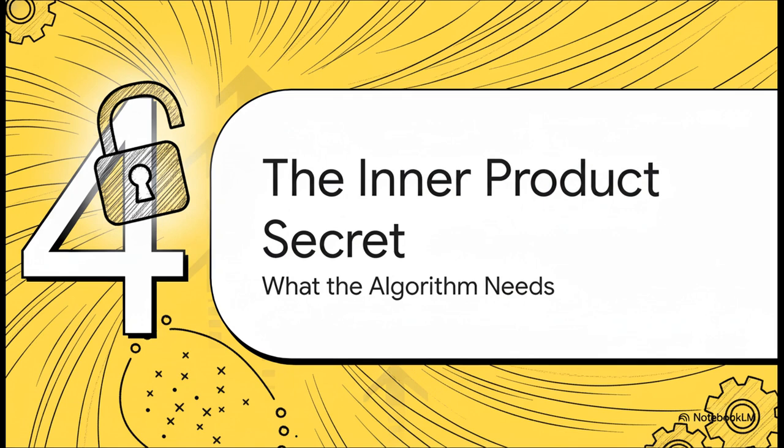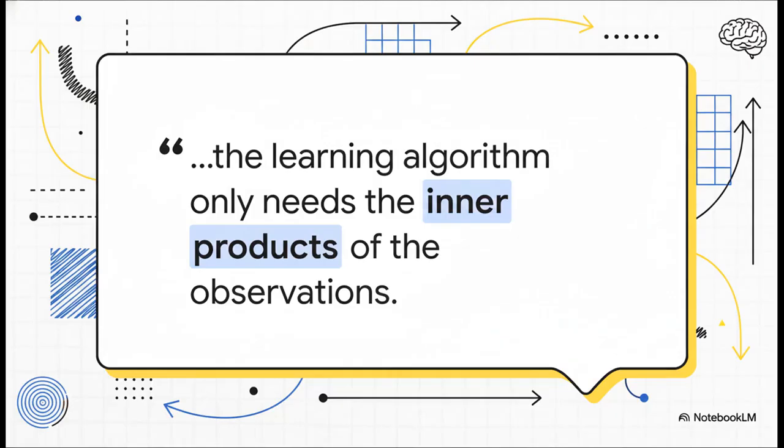See, to understand how this is even possible, you have to know a little secret about how the SVM algorithm actually works under the hood. It turns out it doesn't need as much information as you'd think. It has one very specific need, and that one detail changes everything. And this quote from the source material absolutely nails it. It says, "The learning algorithm only needs the inner products of the observations."